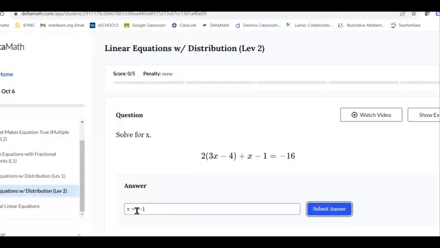Please do not write an equal sign. Oh, okay, I just want the value of the answer.